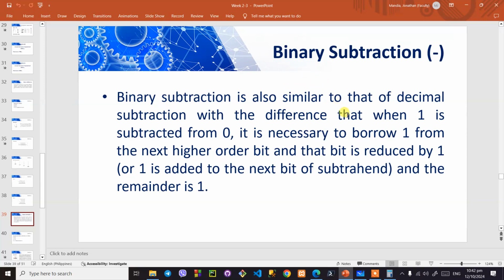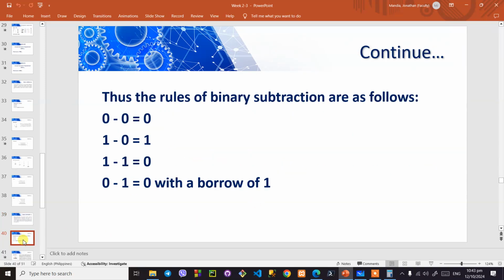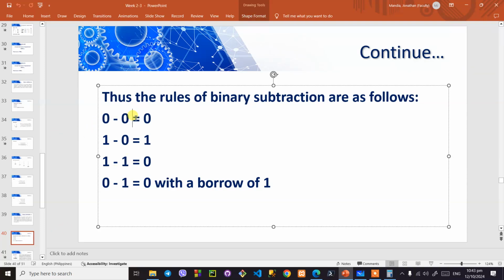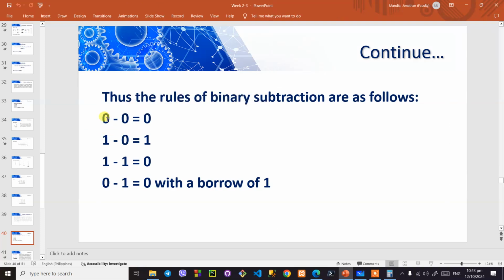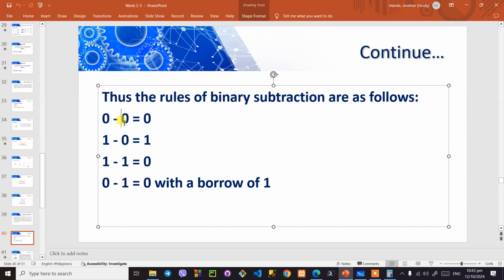So binary subtraction is similar to decimal subtraction. Ang kinalain lang gid because we are using 1 and 0 alone. So we also have rules in the binary system kung magamit ka mo subtraction. Okay? So, the rules are 0 minus 0 is 0. 1 minus 0 is 1. 1 minus 1 is 0.